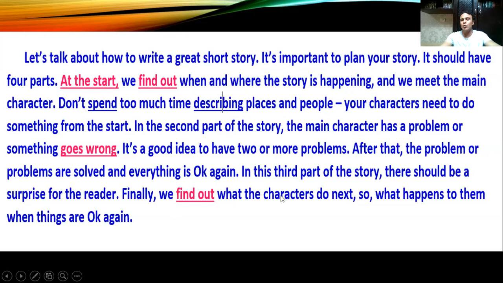Finally we find out what the characters do next. So what happens to them when the things are okay again.